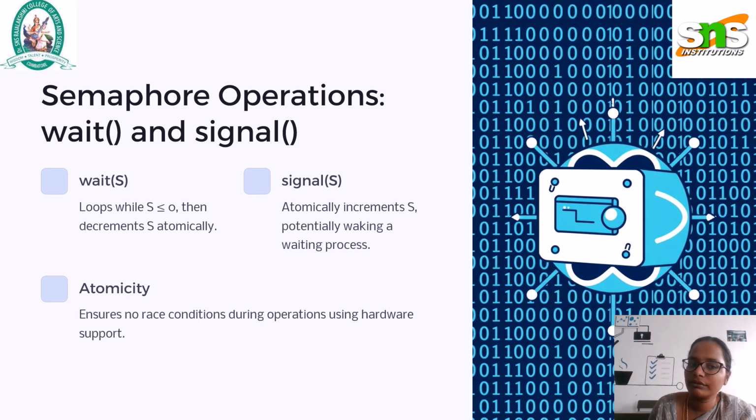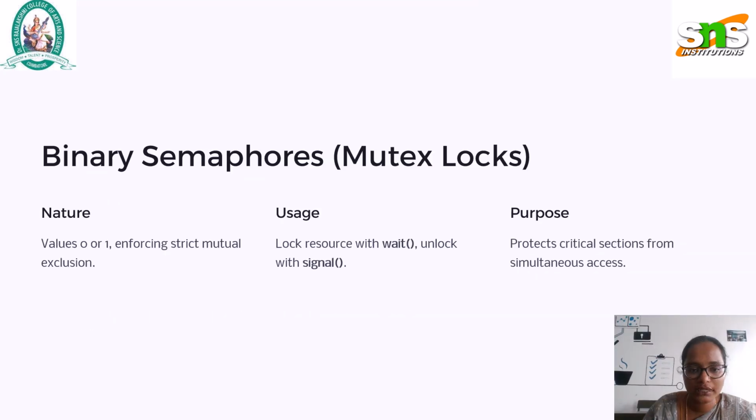We have the operations wait and signal. Wait means the value is less than or equal to 0, so we need to wait until we receive a notification. If you get the notification, like a signal, you'll proceed. To avoid race conditions, we'll use atomicity.